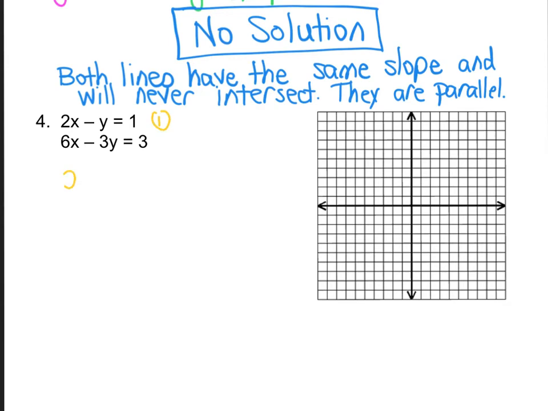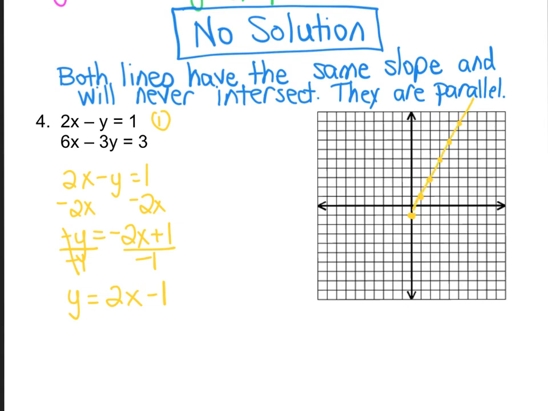So this first one, 2x minus y equals 1. I'm going to solve for that one first by moving the 2x to the other side. We get negative y equals negative 2x plus 1. We know we need to get rid of that negative in front of the y. So y equals 2x minus 1. So that is going to be our first equation. So up 2 to the right 1. And I'm going to continue to do that until I can make a straight line, and you're going to use your ruler to make that line.